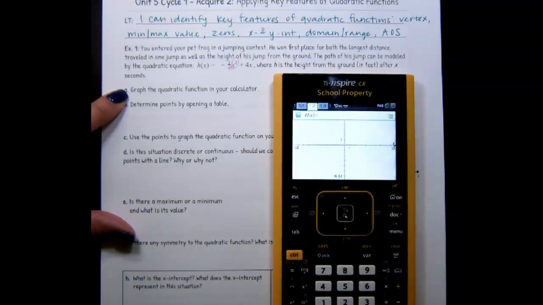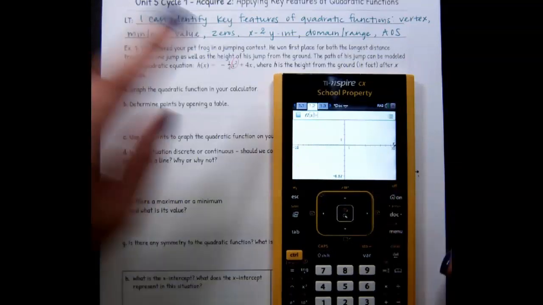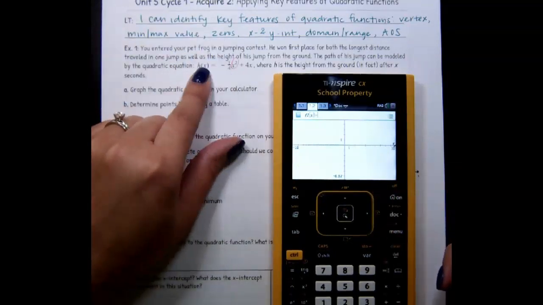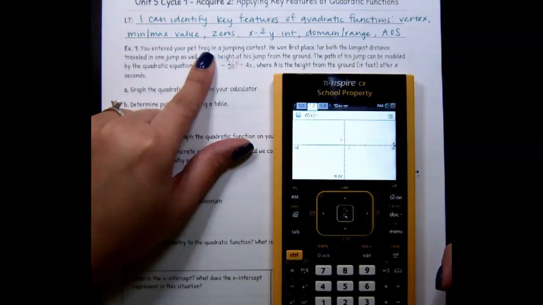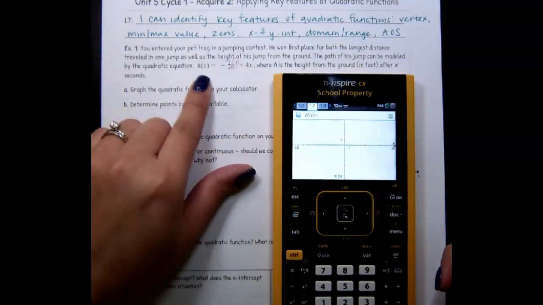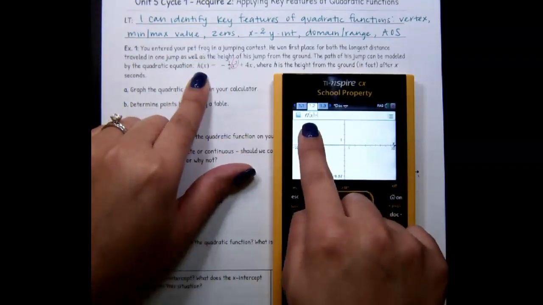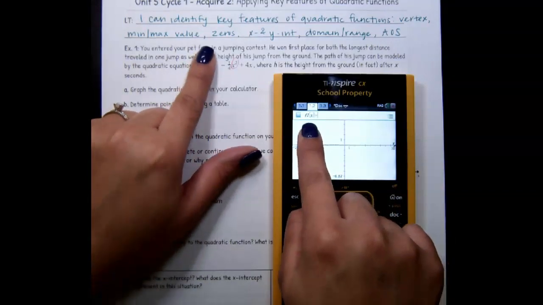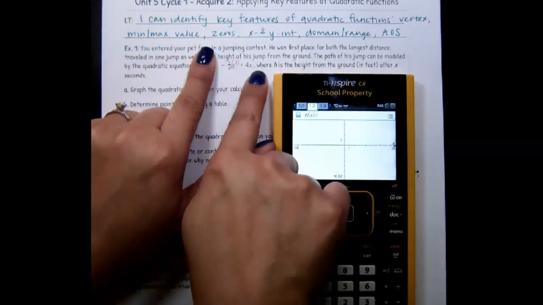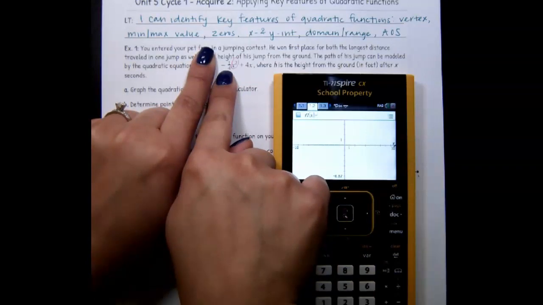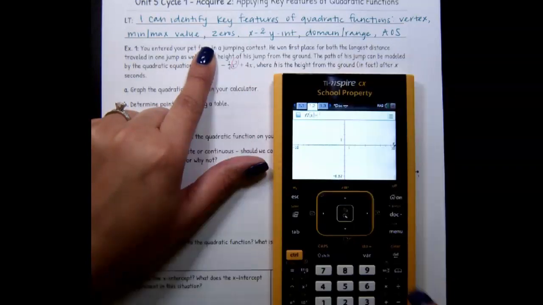Now, mine still has stuff from last time. Here's a new graph. We are going to type only what comes after the equal sign. So h of x is the same thing as f of x, which we already have. So I'm just going to type this into my calculator. Negative 1 over 4 x squared plus 4x. So negative, control divide, 1 over 4, x squared plus 4x. And I'm going to graph it.